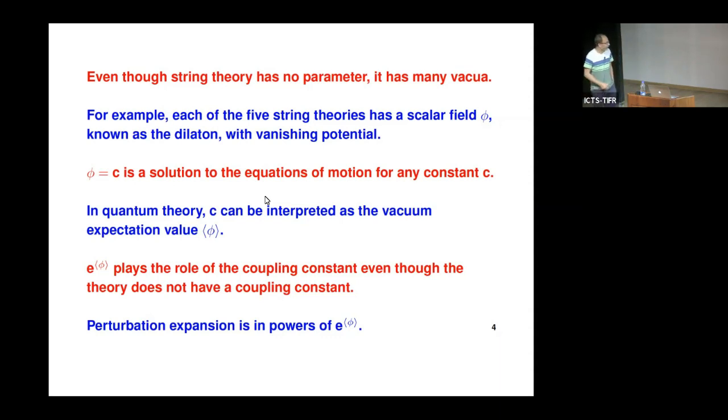And it turns out that e to the phi, or e to the vacuum expectation value of phi, plays the role of the coupling constant, even though the theory itself doesn't have an intrinsic coupling constant. And when I say that it plays the role of the coupling constant, what I mean precisely is that we can carry out a perturbation expansion systematically in powers of the exponential of the expectation value of phi. So for large negative phi, the theory is effectively weakly coupled, whereas for large positive phi, it's strongly coupled.